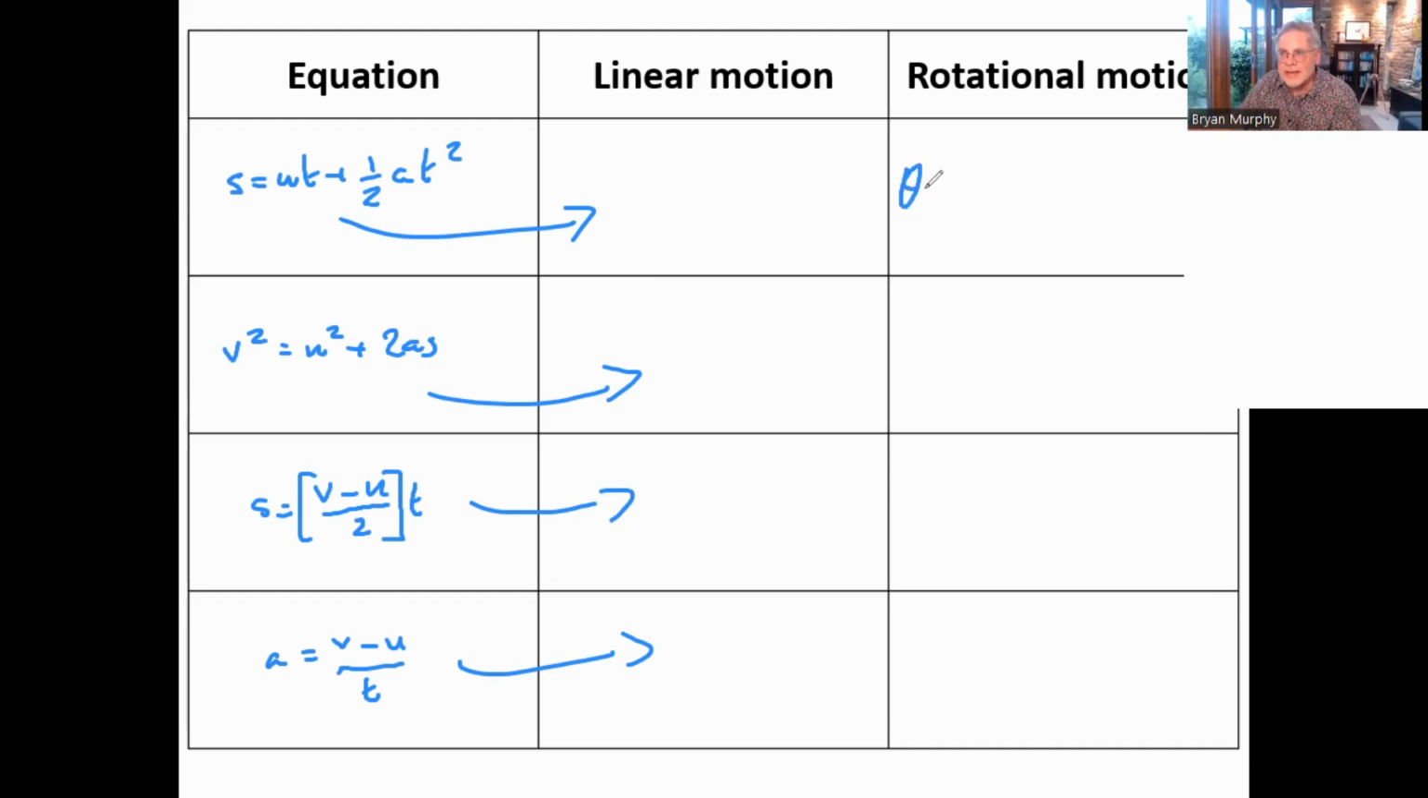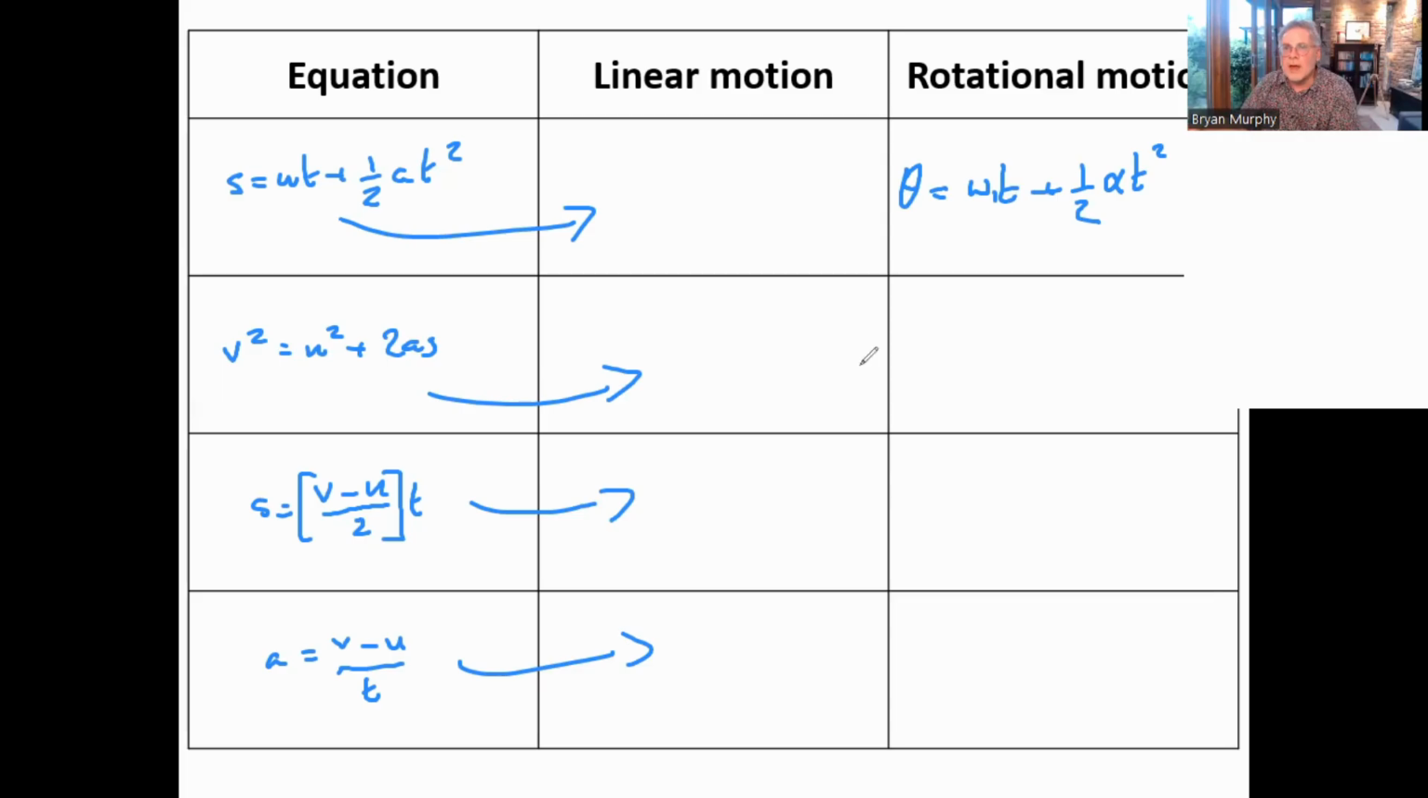Theta, the angle moved, is equal to the initial angular velocity times time plus a half. Now, the symbol for rotational acceleration is alpha, like that, t squared. So that is the equation that lets you calculate the angle that something has rotated if it's going at an initial angular velocity, but it's accelerating as it goes round. So it might start off slowly, then go round faster and faster.